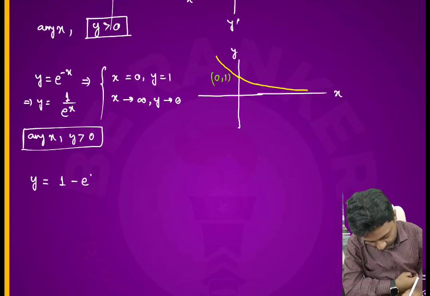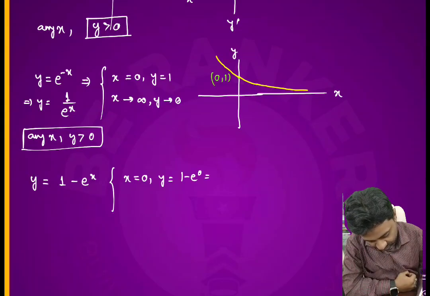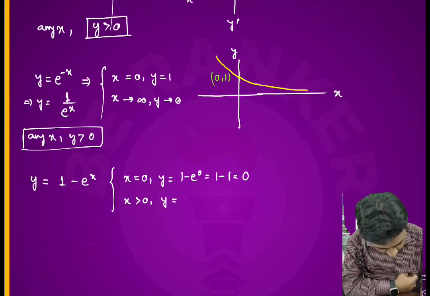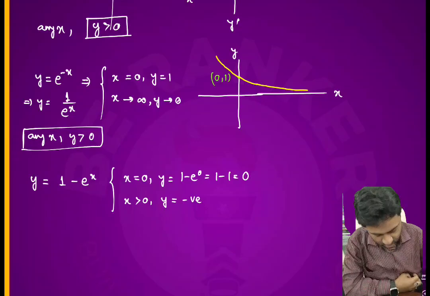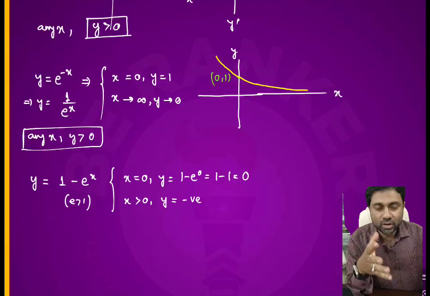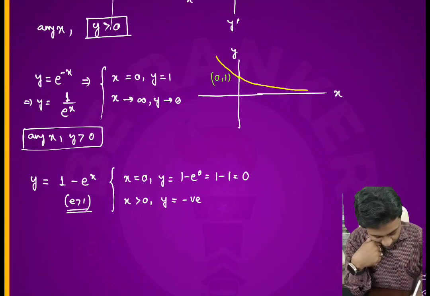There are other shapes that we can talk about, like if you have this function y equal to 1 minus e to the power x, then what happens? At x equal to 0, y is 1 minus e to the power 0, that is 1 minus 1, that is 0. For x any value greater than 0, see, y is negative. If x has any value greater than 0, e to the power 1 or e to the power 2, etc., all of them will have a value greater than 1 because e itself is greater than 1.